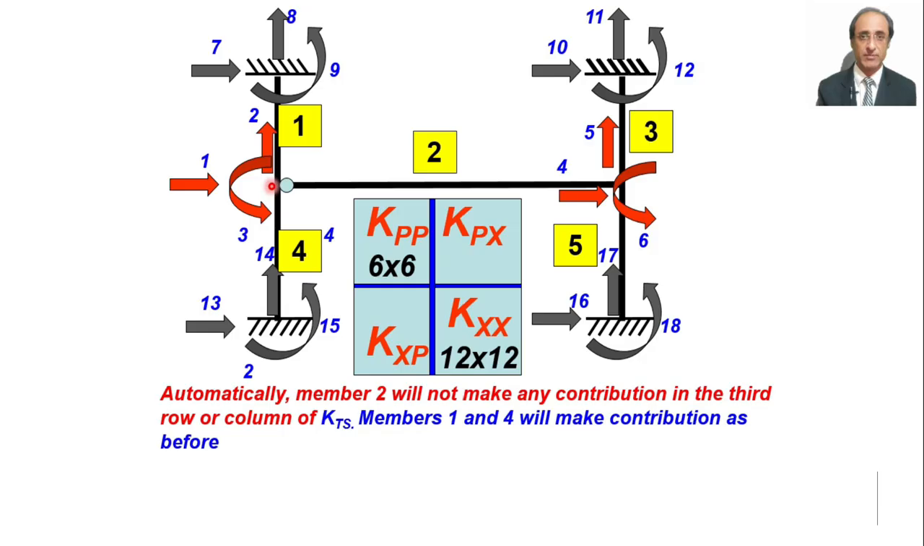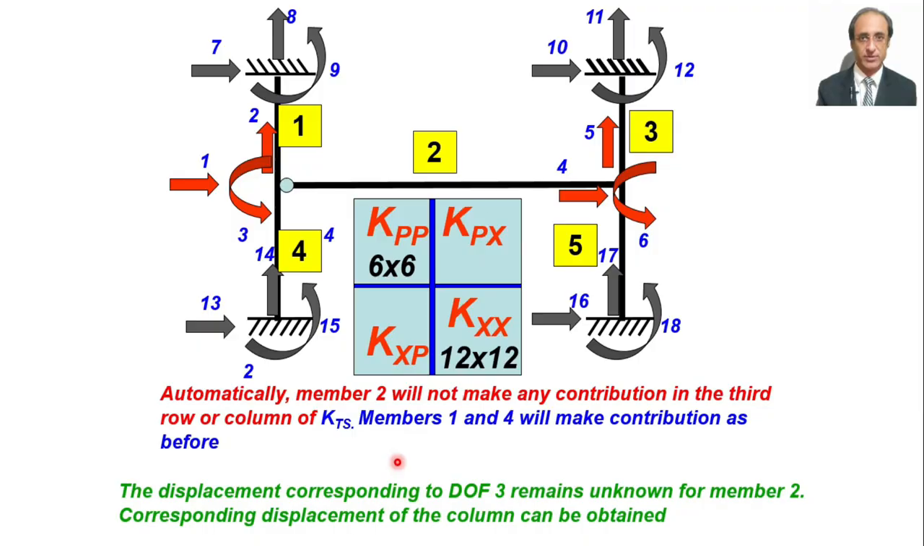So they will be making contributions. However, for member number 2, because the third row and third column are 0, no contribution will transfer. Now when we solve the system of equations by the method we have already learned, and find all the displacements in the end, the displacement we get along this degree of freedom will correspond to the rotation of the column only. We will not get any chance to know how much rotation has occurred in member number 2.